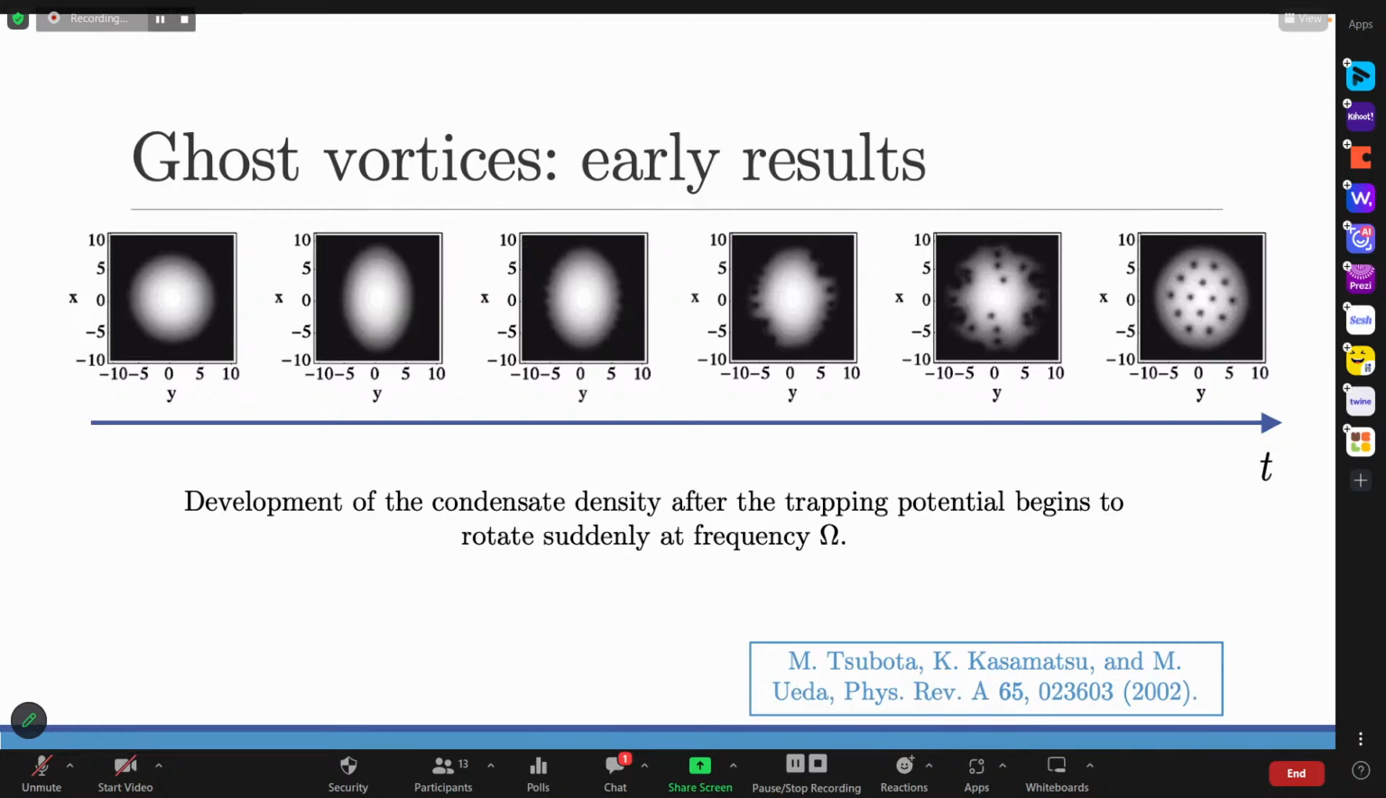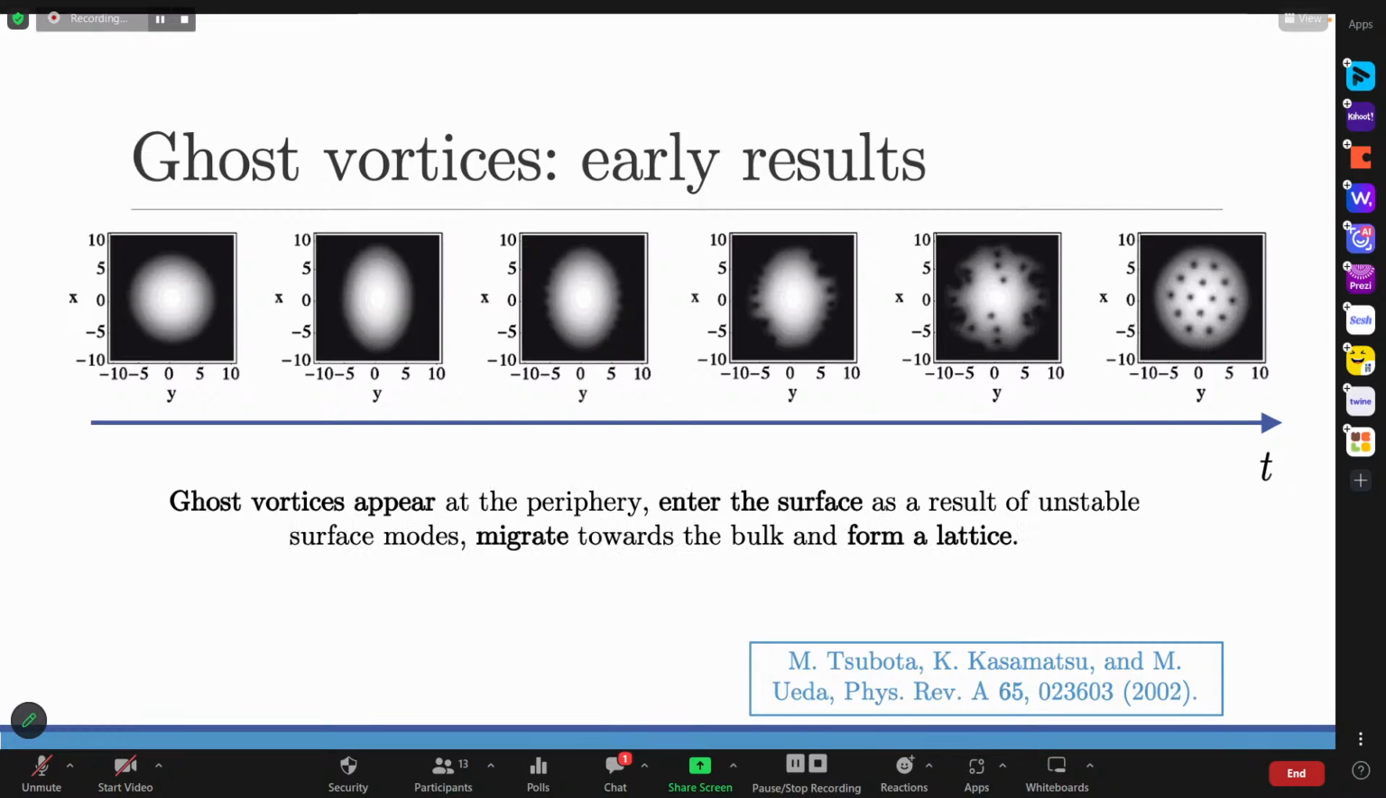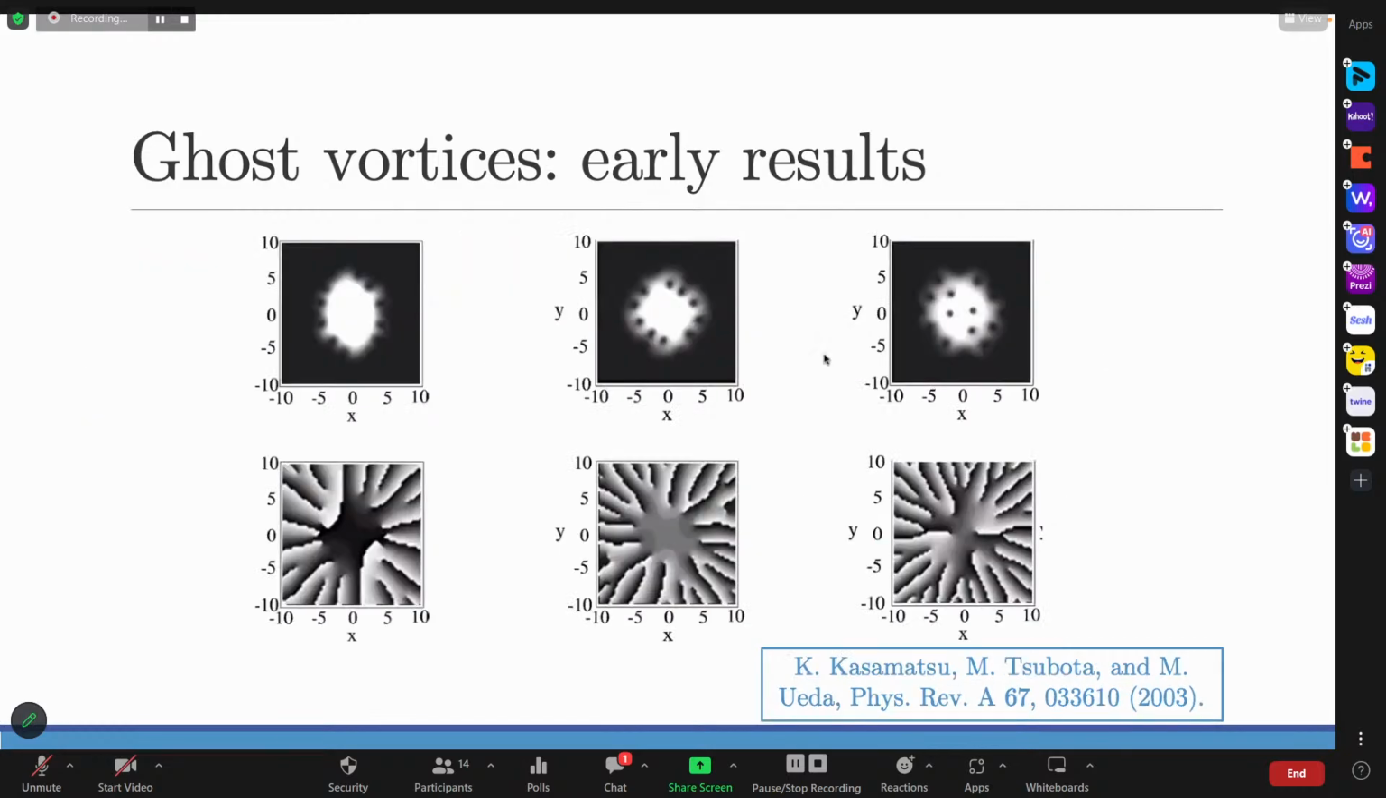When this happened, the phase singularities entered the atomic cloud, formed a lattice, and started to give a non-vanishing contribution to the total angular momentum of the system. So, as I was saying, ghost vortices appear at the periphery, enter the surface as a result of unstable surface modes, and migrate toward the bulk to form a lattice. This was the first description of ghost vortices. Here is the comparison between the density field and the phase field of the same system at different times. Black dots correspond to phase defects.